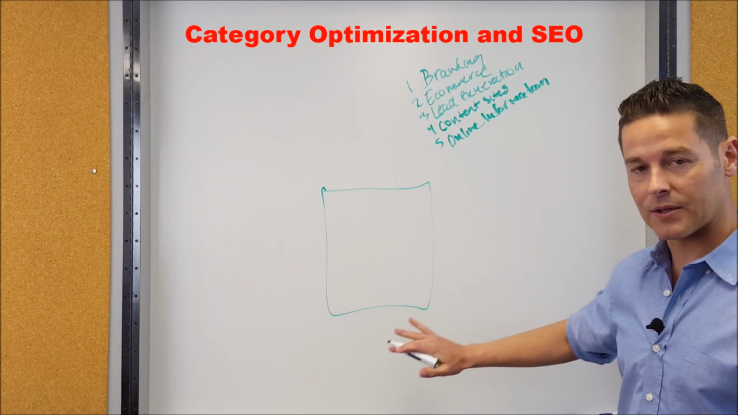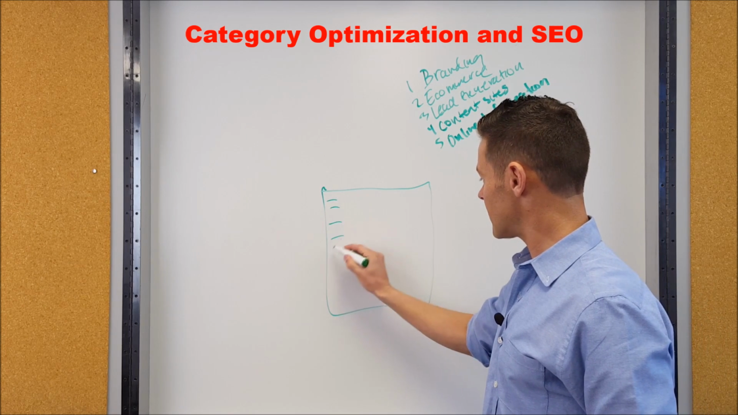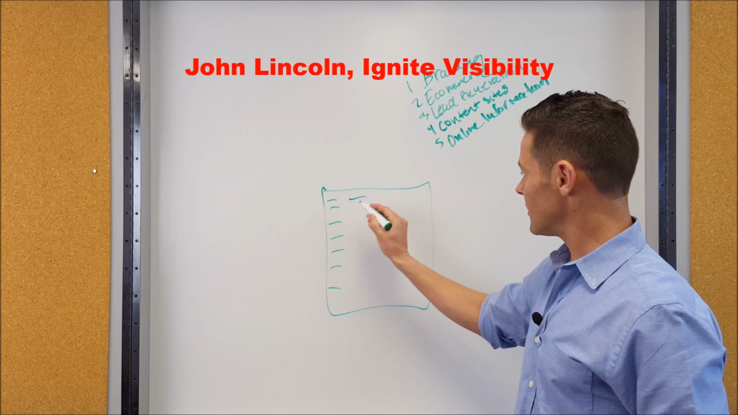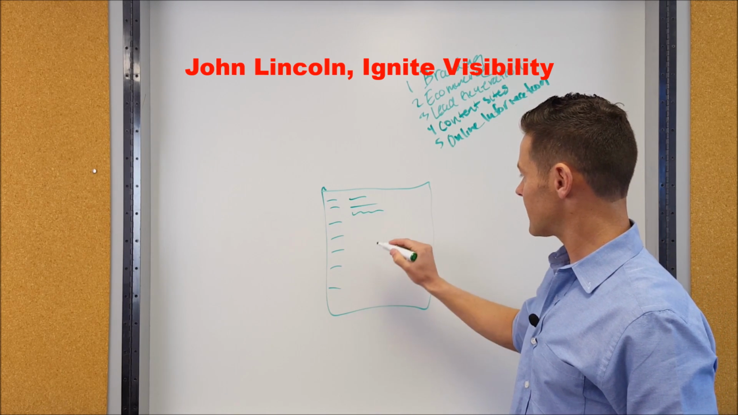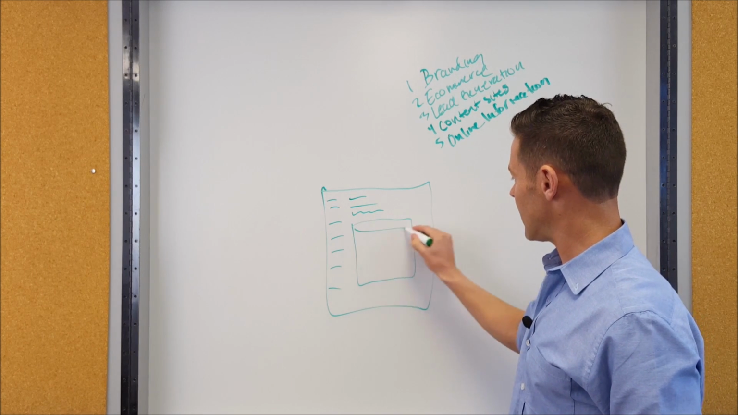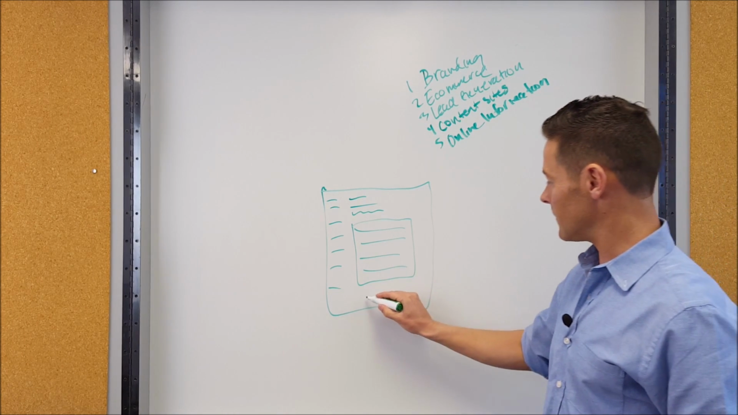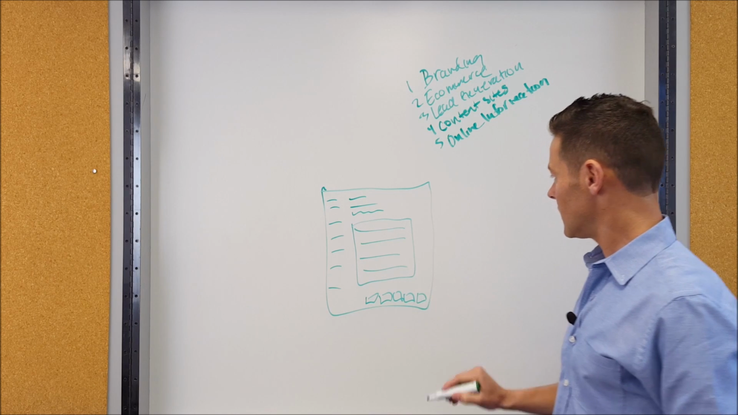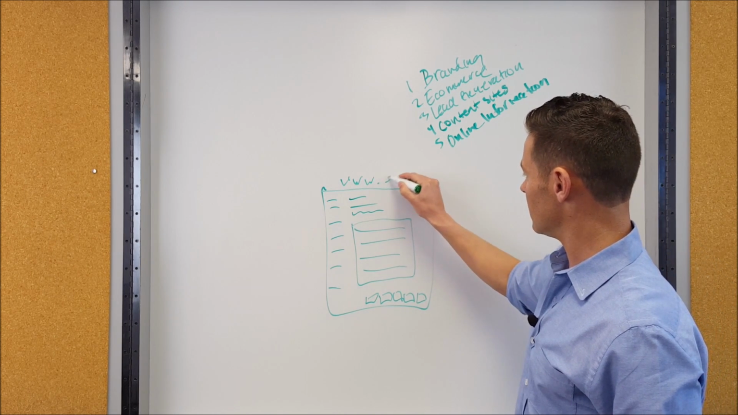So here's a category, right? And on any given category, you've got a sidebar right here, okay? You've got an H1, you've generally got an H2. You might have a little bit of text here, right? And then generally right here, you have your category content, okay? And in some cases, you'll have pagination down here. And then, for example, let's say that this is your URL right here.